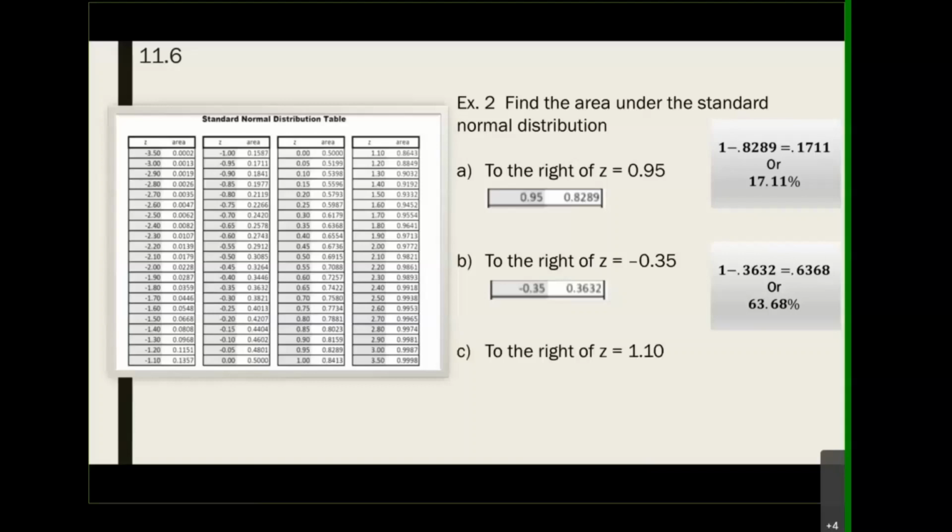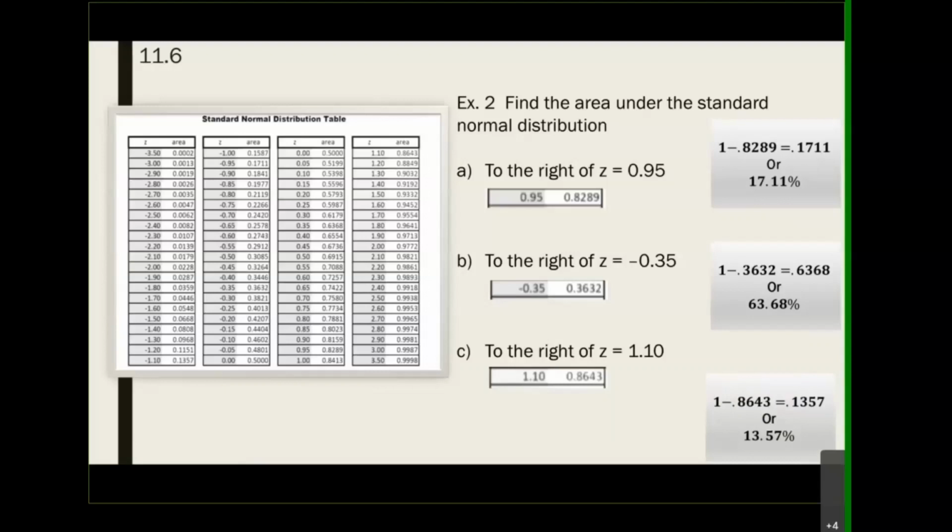So again, let's try one more: find the area to the right of the Z-score of 1.1. So again, how do we do this? We go in and ask ourselves, where is 1.1? For 1.1, the corresponding area is 0.8643, right? So again, 0.8643. Is this my answer? Hopefully you say no, because we're looking for the area to the right, so we have to subtract from 1, or 1 minus that area.